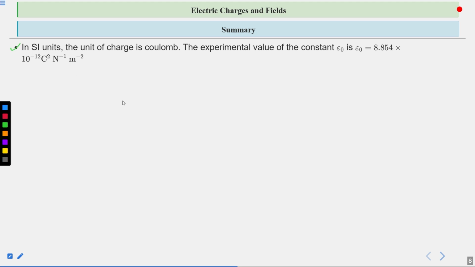If we talk about the SI unit, the SI unit of charge is Coulomb. The experimental value of epsilon naught, here epsilon naught is an experimental value, or we can say it is a permittivity, it gives permission. The experimental value is 8.854 into 10 raised to the power minus 12 Coulomb square per Newton per meter square.